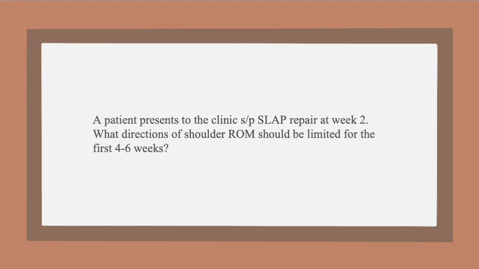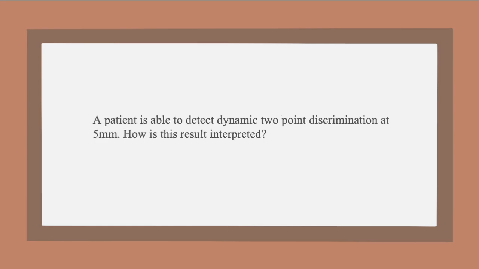With a SLAP repair, especially if they're very early out, you want to avoid abduction at 90 for usually the first 4 to 6 weeks. And you also want to avoid external rotation and be very cautious with that as well. Patient is able to detect dynamic 2-point discrimination at 5 millimeters. This result would be interpreted as fair.